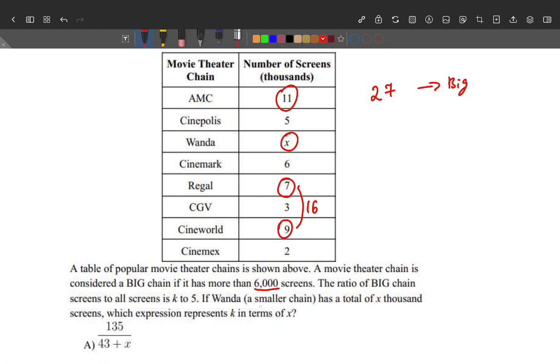X is considered smaller. One that it is X and it is smaller, and it should be less than 6, it means 6,000. The ratio of big chain to all is, then 28 plus 5, 27 plus 5 plus 6 plus 3 plus 2. It's equal to 16.